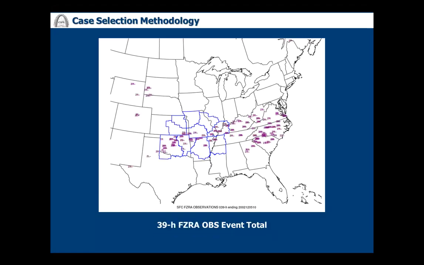This is just to show the total amount of freezing rain observations for this particular case. It was 39 hours from start to finish. You can see the ice swath, if you would call it that, across the domain. And this was pretty common among the events that we looked at.